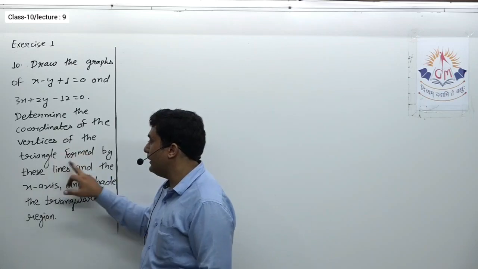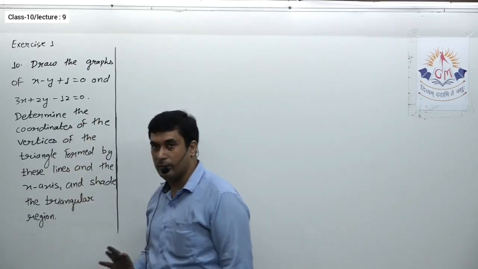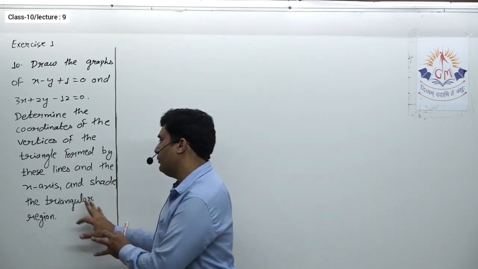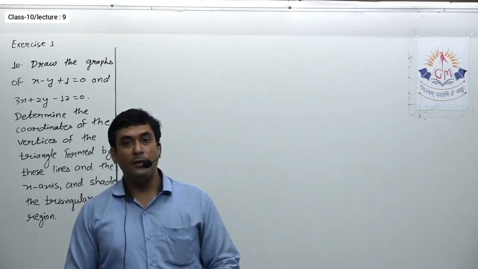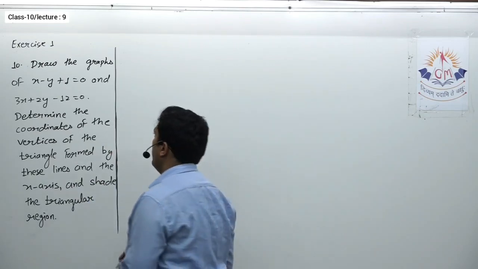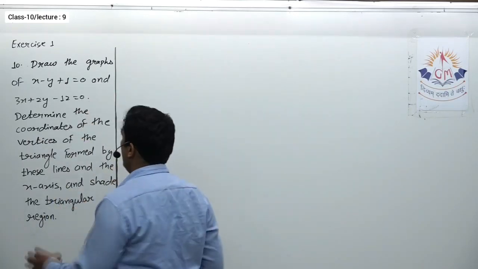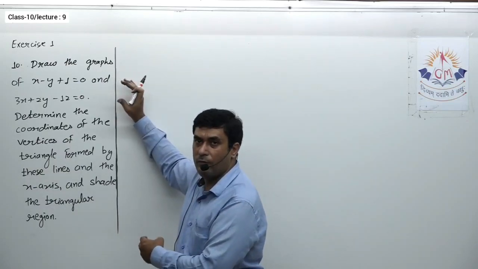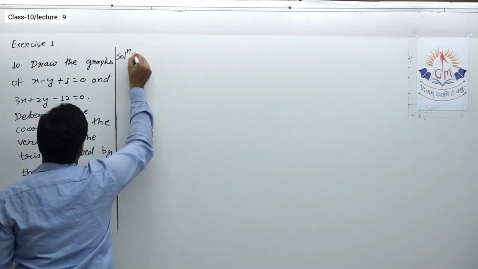Now which triangle? That must be found by these two lines as well as the x-axis. Also shade the triangular region. Over here they are asking to shade the triangular region. It is quite possible they do ask to find the area of that triangle. So first of all let us draw the graph of these two lines, and to draw the graph of these two lines, first of all we have to find the solutions. So let us see how to solve this.